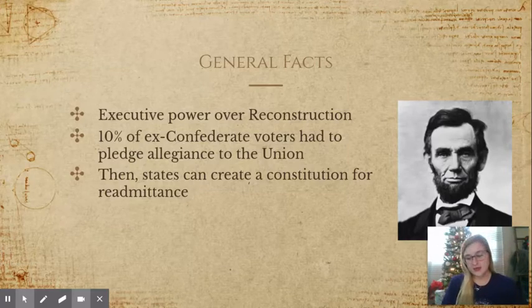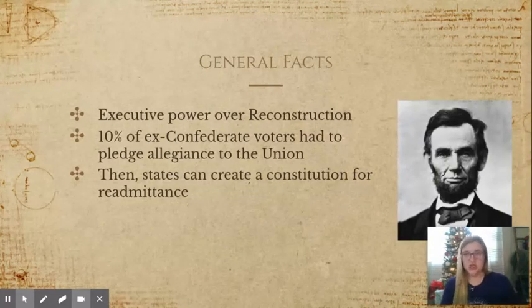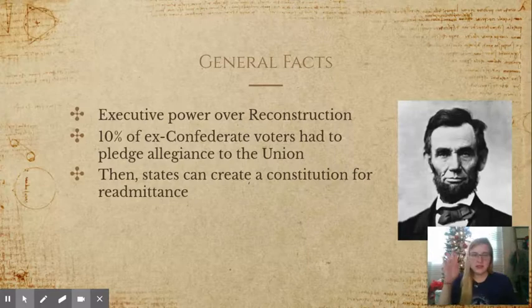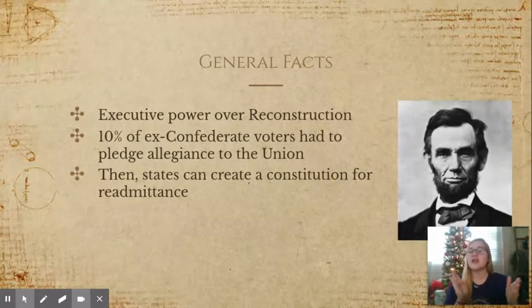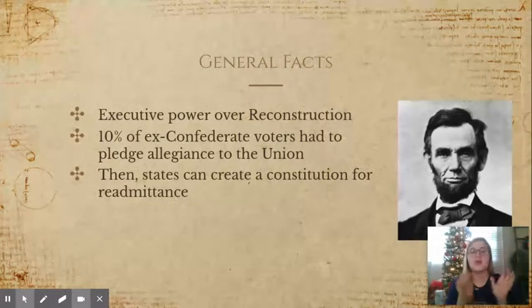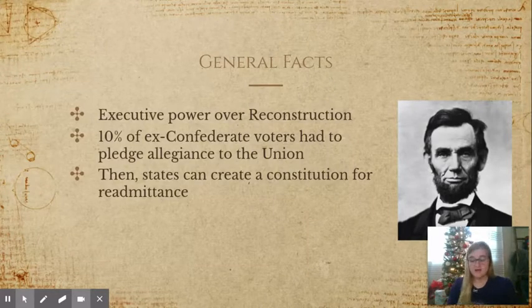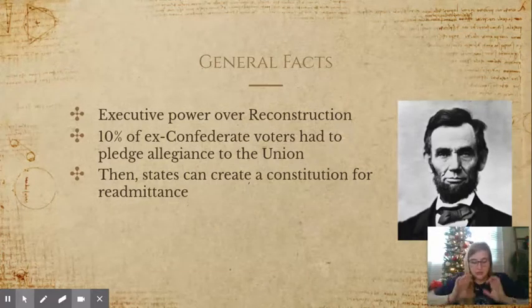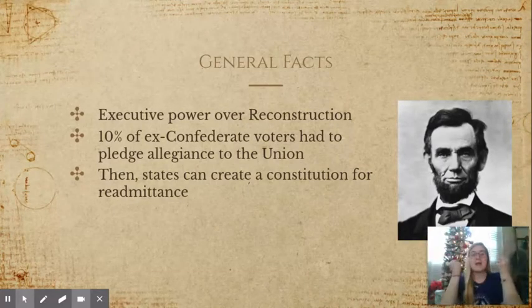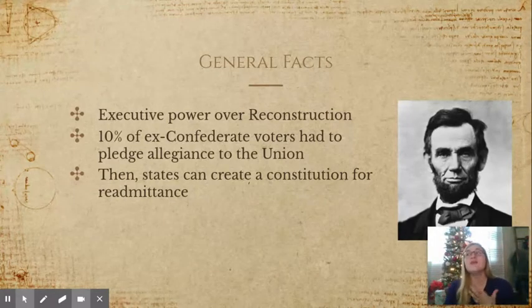And his idea was that 10% of ex-Confederates in every state had to pledge allegiance to the Union. Basically, put your hand on a Bible, raise your right hand and say, I promise to never take up arms against the Union again. I promise to be a valuable citizen within the Union, those sort of things. Literally take an oath. And then once 10% of white men, ex-Confederates, had done so, then the state can create a constitution, submit the constitution to federal Congress, and then be readmitted to the Union. And this was a very generous and lenient plan.